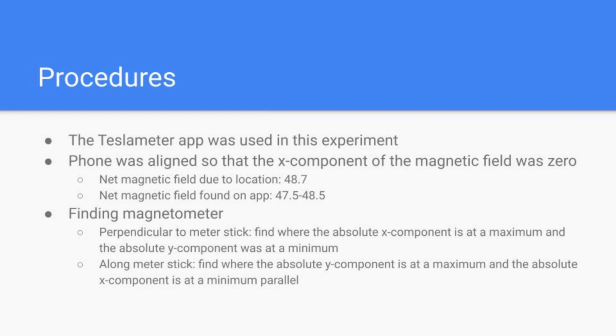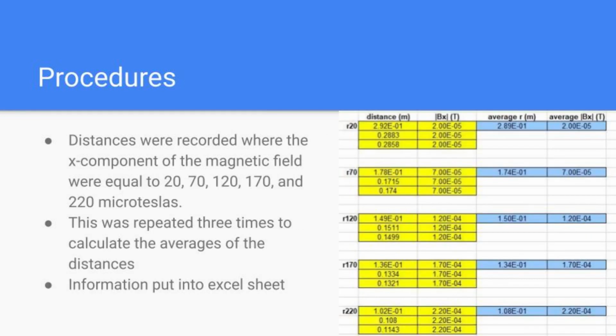The magnetometer was found on my phone by setting it perpendicular and parallel on the meter stick and finding the appropriate absolute x and y components for each direction. Then the distances were recorded in meters where the x components of the magnetic field were equal to the selected values on the screen. This was repeated 3 times to calculate the averages of the distances. This information was put into an Excel sheet to help determine a value for n.